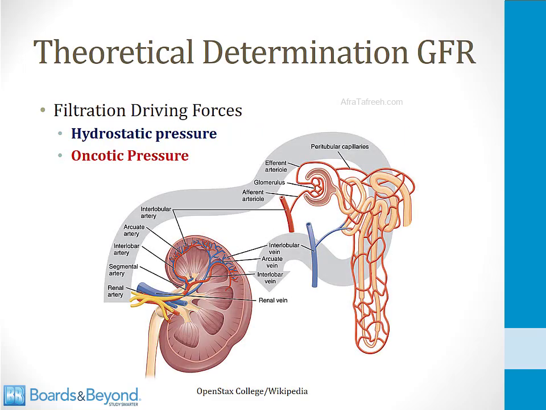In order to understand the theoretical determinants of the GFR, you need to understand the driving forces for glomerular filtration. And there are basically two forces that drive solutes and fluid across the glomerular membrane and into the nephron. Those two forces are the hydrostatic pressure in the capillaries and the oncotic pressure in the capillaries. So we're going to talk about both of these and how they affect and determine the GFR.